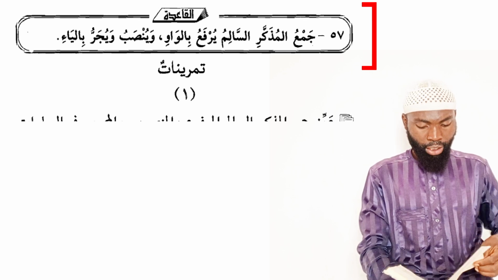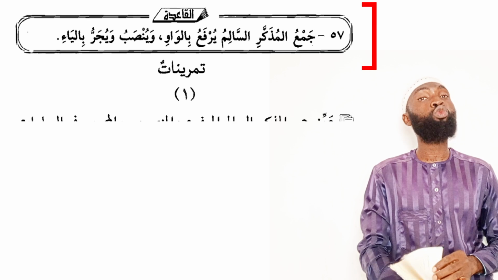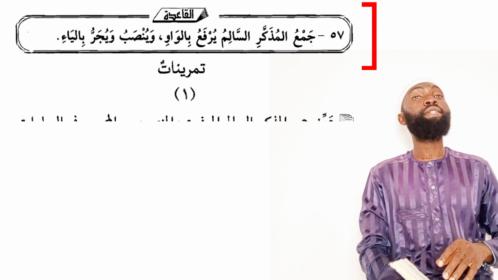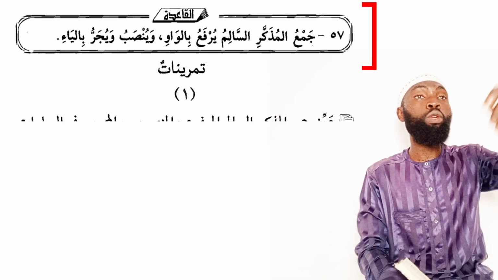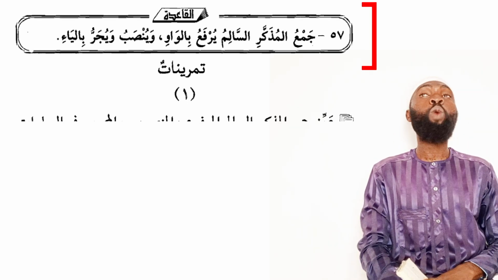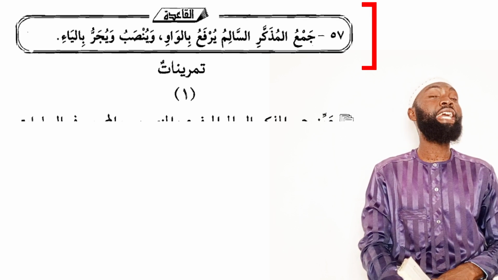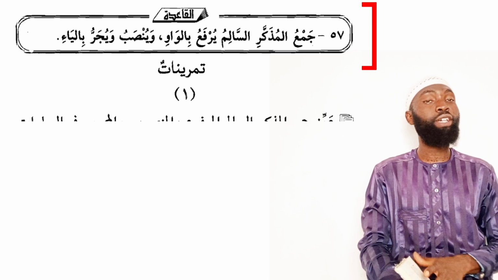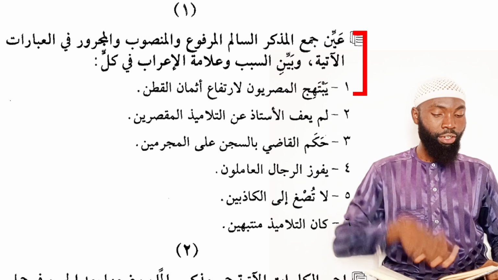Wa yunsab wa yujarru bil ya, and it is put in the accusative case and the genitive case with ya. So if we say jam'ul mudhakkar salim carrying wa, as muslimuna, fallahuna, mujtahiduna, just know that it is in the nominative case. While if it is coming with ya and nun, like mujtahidina, fallahina, know that it can either be in the accusative case or in the genitive case. Here we have tamarinat, exercises, for better understanding.